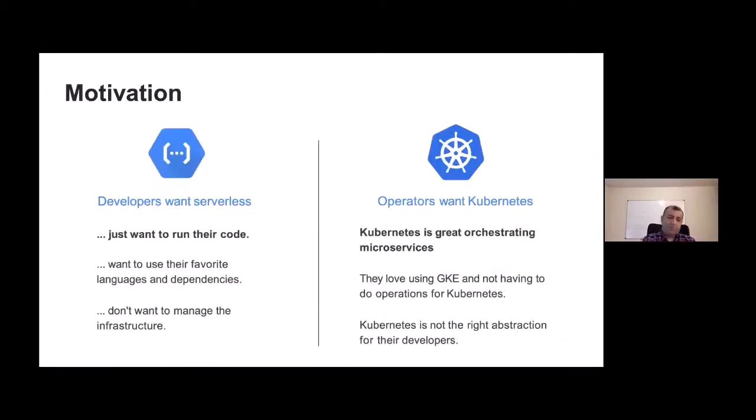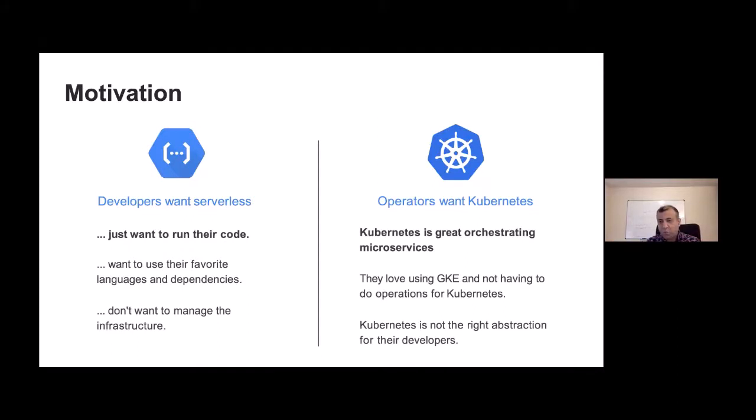Now, what's the motivation for Knative? Developers want serverless systems. The reason they want serverless is they want to run their code. They don't want to handle infrastructure. And developers tend to be very opinionated. They have their own favorite programming languages and dependencies that they are passionate about. So they want the flexibility to run any kind of language or any kind of framework that they choose on their platform. That's what containers basically bring you. That's what developers want, and that's why they love serverless: they don't have to manage the infrastructure.